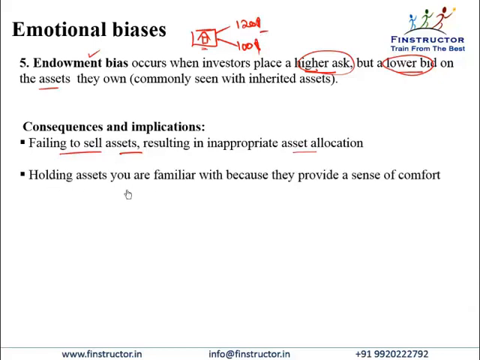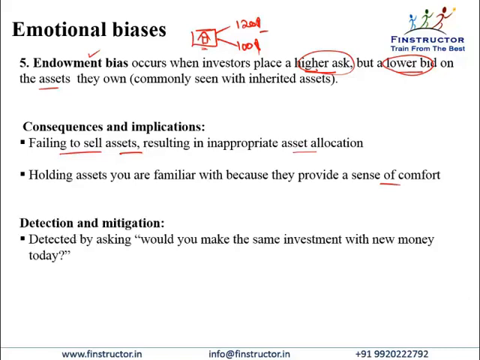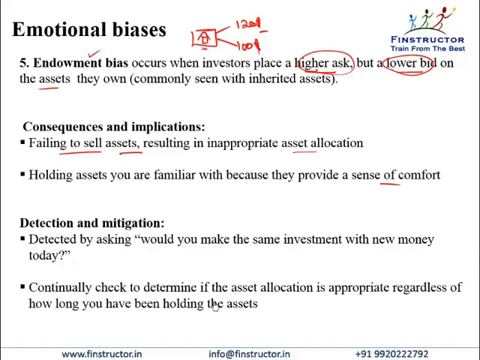You end up holding assets that you are familiar with because they provide you a sense of comfort. So again, this house may be a dear property and hence he doesn't want to let go of it. It is getting him good rental. So even though it is inappropriate or inefficient, he doesn't want to let go of the asset. So this bias will be detected by asking the question, would you make the same investment with new money today? If the answer is no, then you should try to exit this investment or sell it off from your portfolio. So continually check to determine if the asset allocation is appropriate regardless of how long you have been holding the assets. So basically do not have an emotional attachment to your assets.